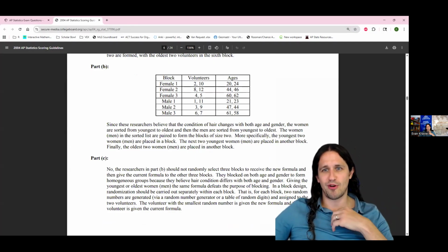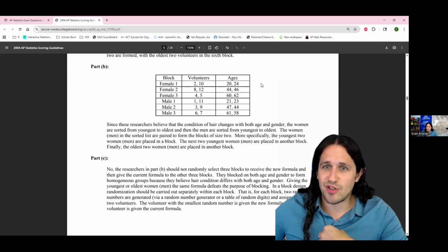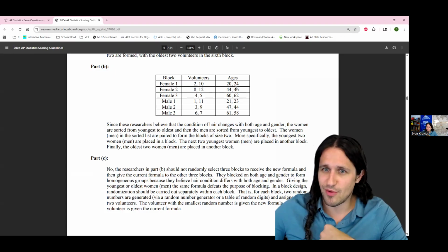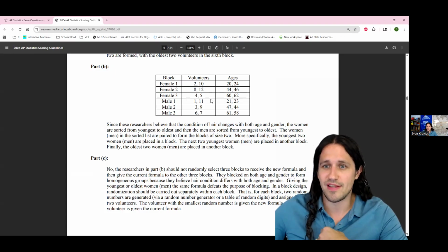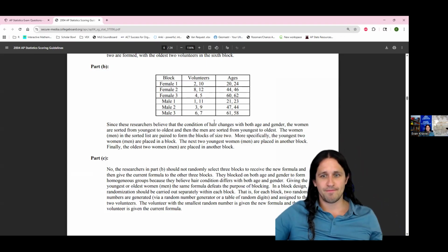Notice what's different in part B. We blocked them by gender first. We put the two youngest women together, the two middle-aged women together, and the two oldest women together. And then similarly with males. And you'll describe something like that on part B. And then part C talks to you about how that doesn't make sense.